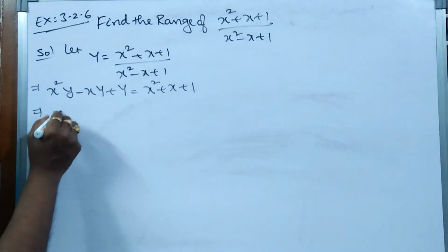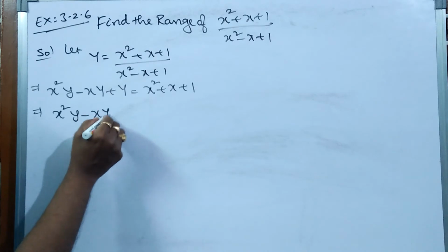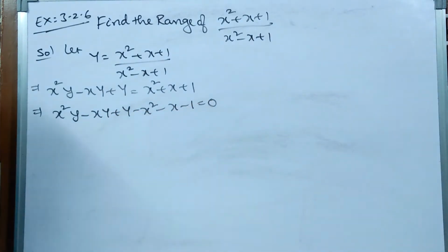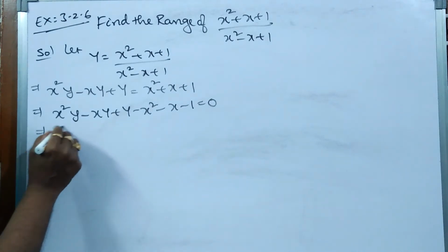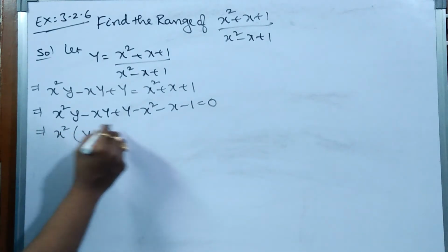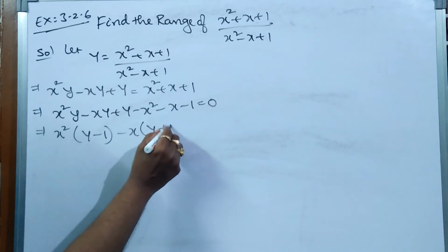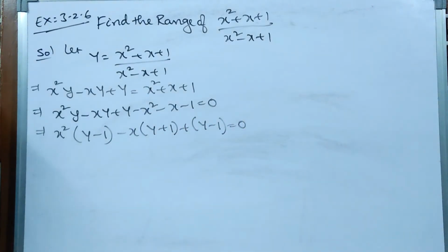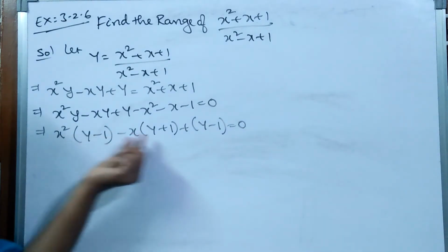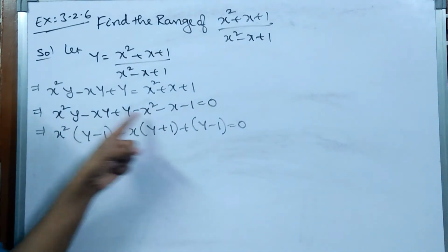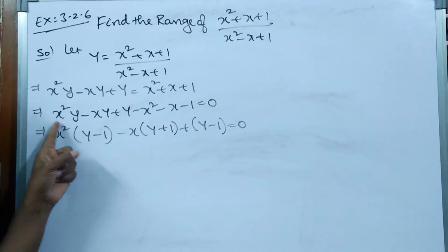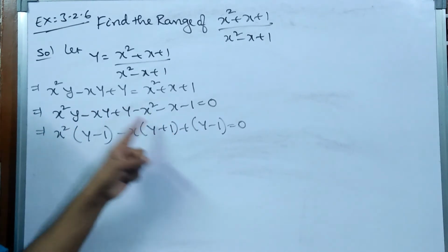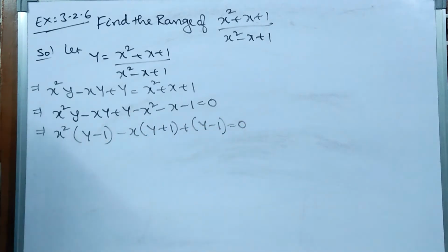Now x square y minus xy plus y minus x square minus x minus 1 is equal to 0. Now take common x square into y minus 1 minus x into y plus 1 plus y minus 1 is equal to 0. Just I have converted into the form of ax square plus bx plus c. From these two terms, I am taking common x square into y minus 1 minus x into y plus 1 plus y minus 1 is equal to 0.